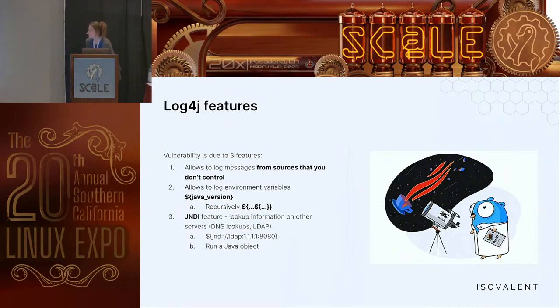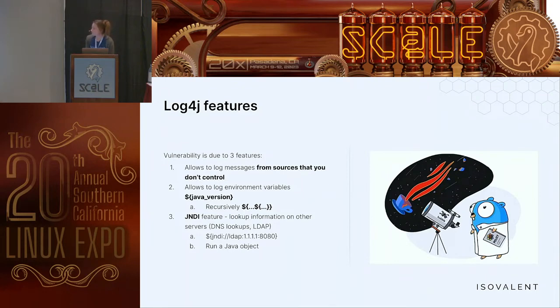The second one is that it allows you to log environment variables. So you could log the OS version or the Java version. You could write something like ${java:version}, and it will log the Java version. And you could do that recursively. If that Java version string contained something like ${something}, it will replace that and then log it. So now I can craft strings very creatively, and the application will log data that it doesn't seem like it was logging.